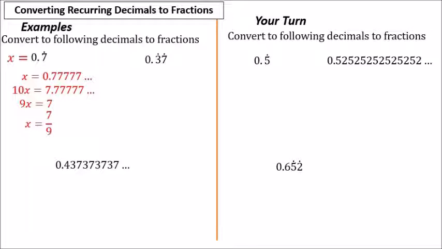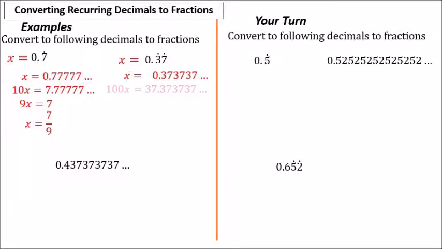Next, 0.37. Again, we let x equal 0.37 recurring. This time the 3 and the 7 are both repeated. We've got 0.373737. Because we have 2 digits repeated this time, if I multiply by 10, the numbers after the decimal point would not be the same. It would be 7373, so it would be 73 recurring rather than 37 recurring.